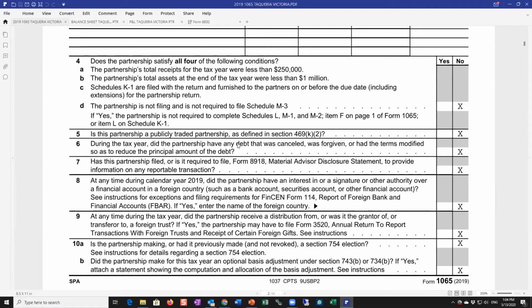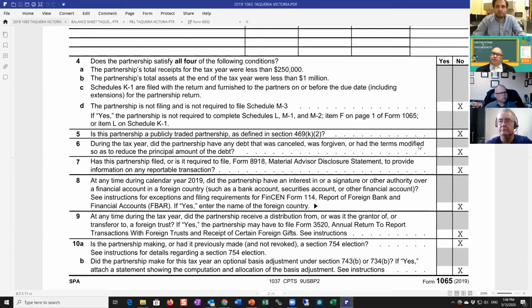Like, during the year, did the partnership have debt that was canceled? You know how sometimes we have credit card debt that is canceled, that we get this 1099-C saying, well, now you've got to put that as income. Same thing applies to a partnership. A partnership can have debt that is discharged. And if that's the case, that becomes income to the partnership. So yeah, we need to let the IRS know.